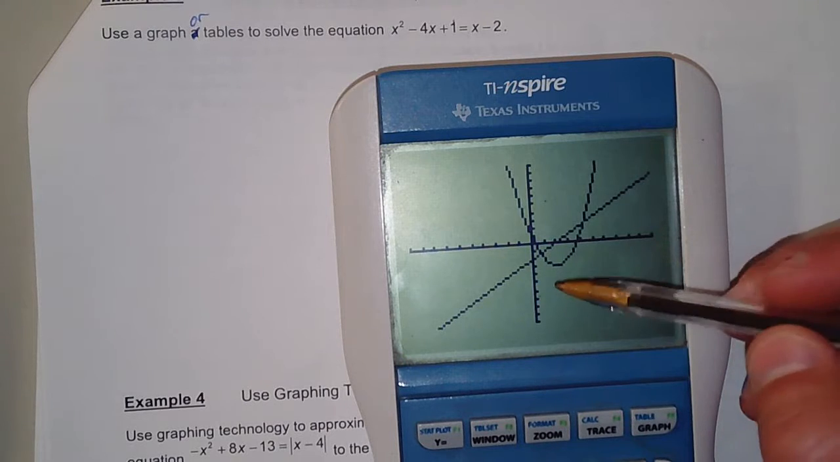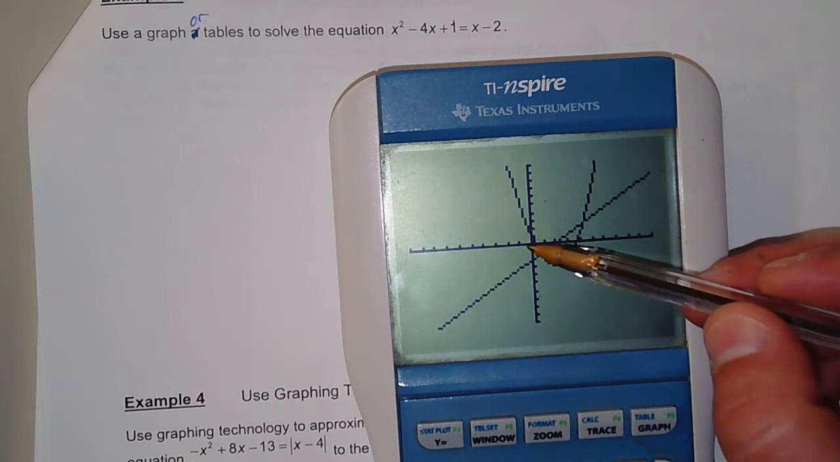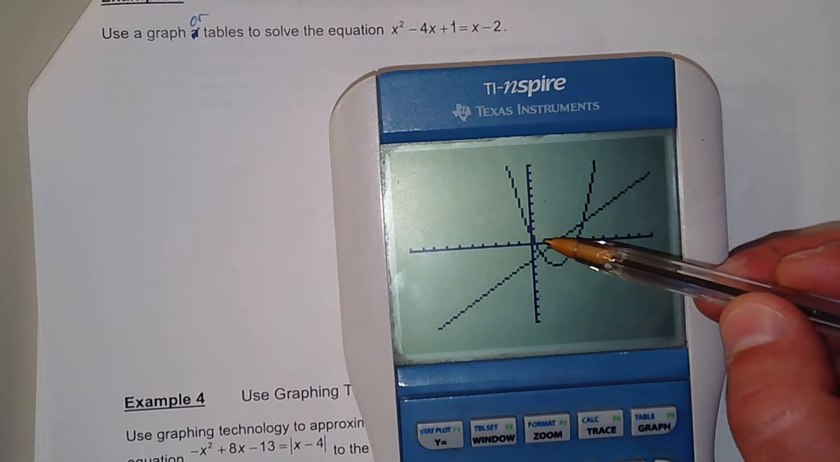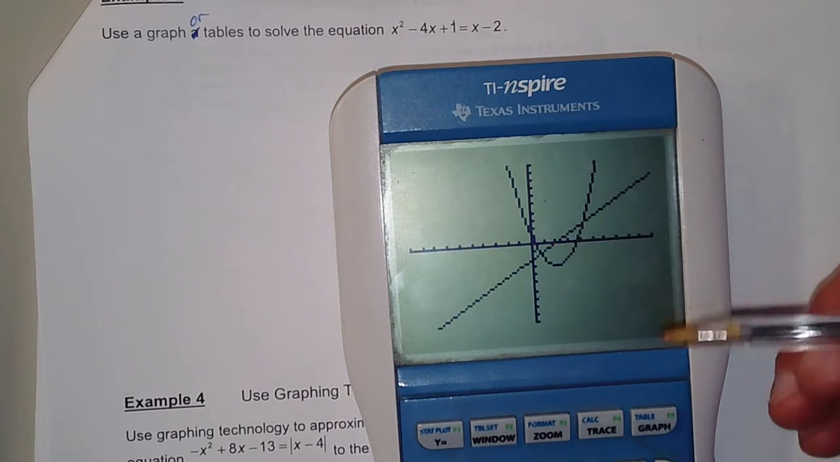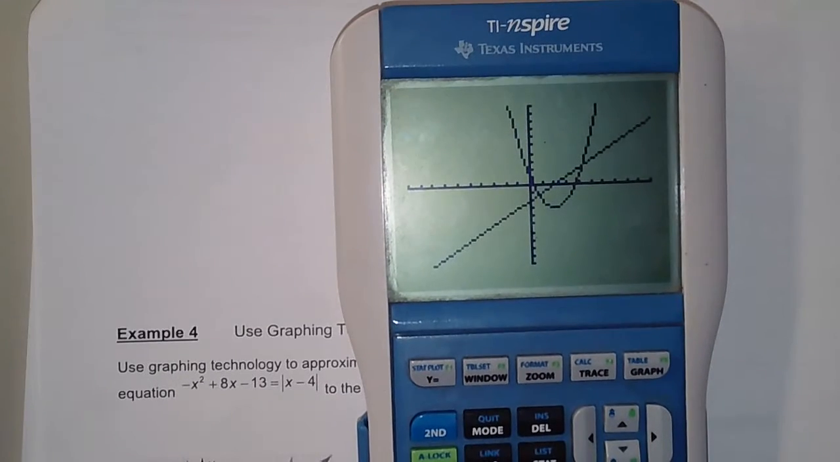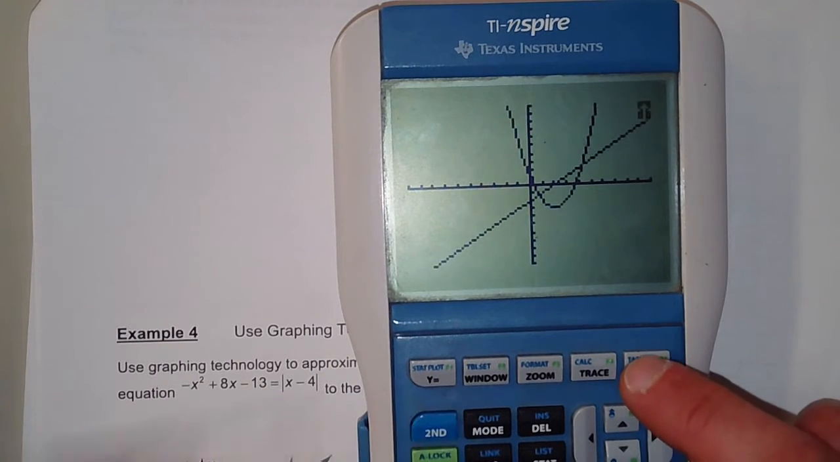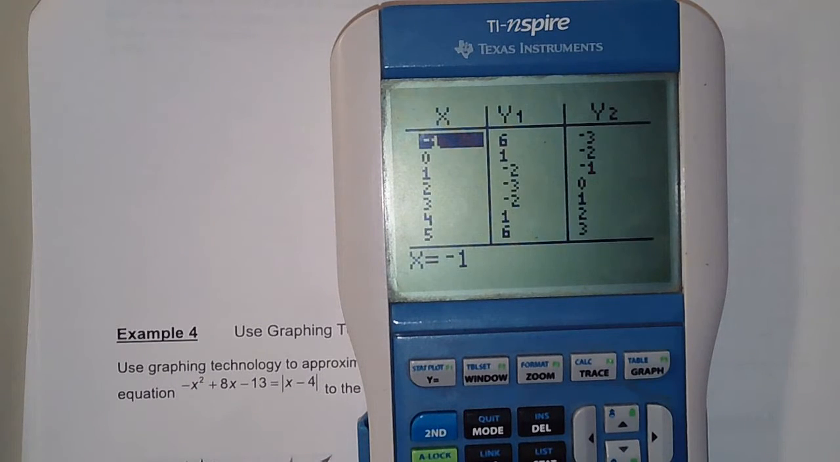Now the problem we're going to run into here is this value isn't at a whole number. It looks like it might be at 1, but maybe it's at 0.8, maybe it's at 1.3. We don't really know exactly what x value that falls at. So I'm going to show you some things just to make you understand the big picture of this. Aside from the graph, this also makes tables. So if you press second graph, see how it says table right there? You can press second graph, and it'll jump to a table.